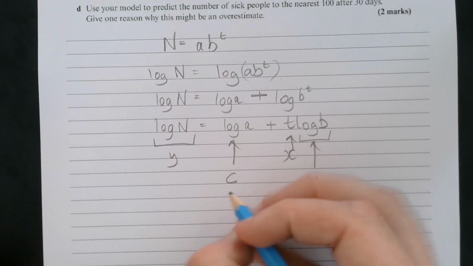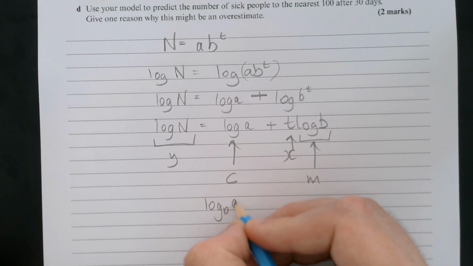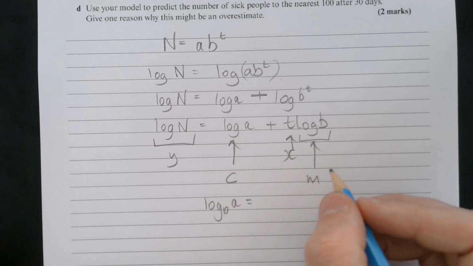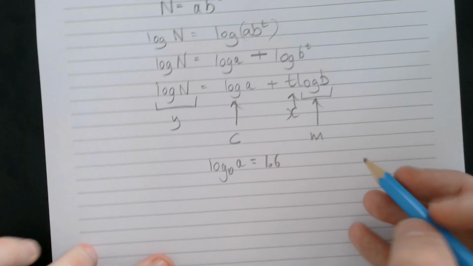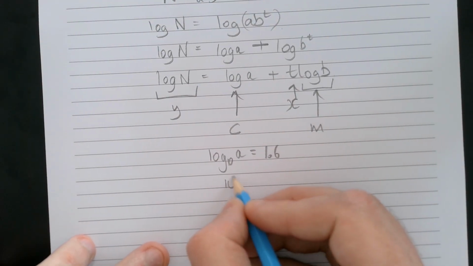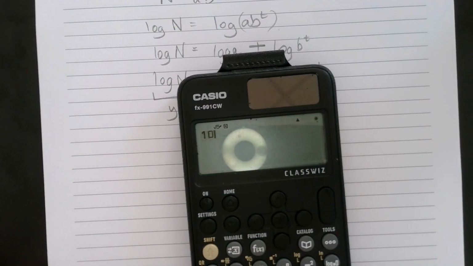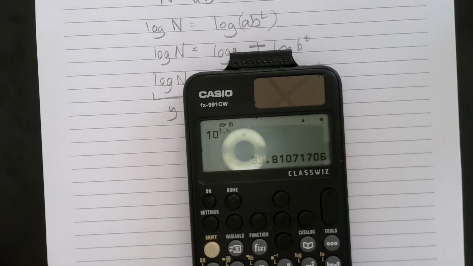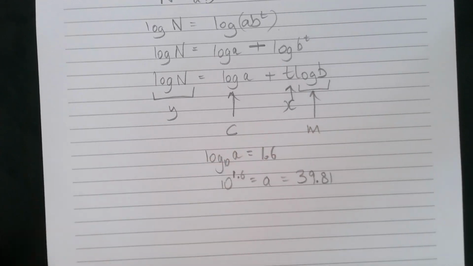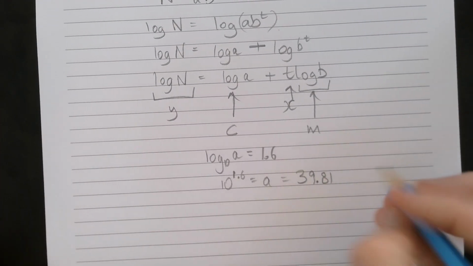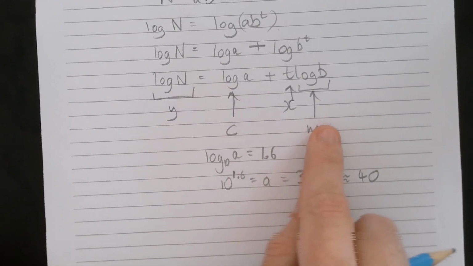Let's just do the y-intercept. That's log base 10 of a equals c. I told you that was 1.6, you can see that on the graph. Y-intercept 1.6. 10 to the power of 1.6 is going to be a. So 39.81. Oh, it says given to two significant figures. So 40.